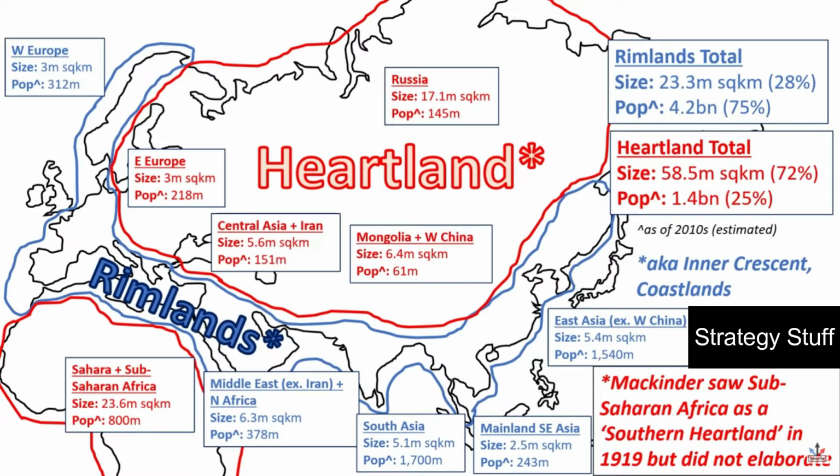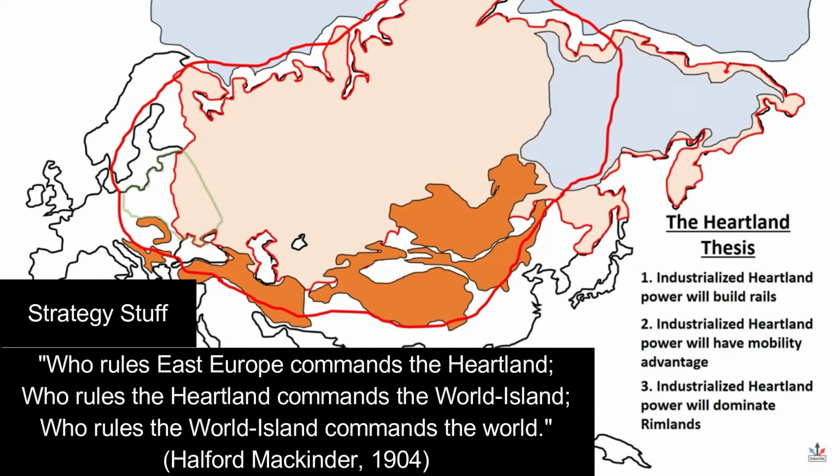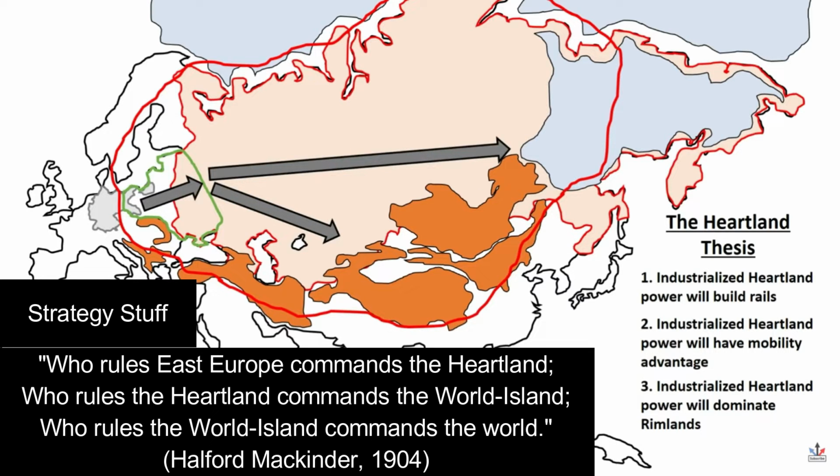Now, the heartland makes up the vast majority of the world island's total area, about 72% of the total land area, but just 25% of the population. A famous quote that Mackinder said was this: "Whoever controls Eastern Europe controls the world island. Whoever controls the world island controls the world." Because most of the world's population and most of the resources are concentrated within the world island.